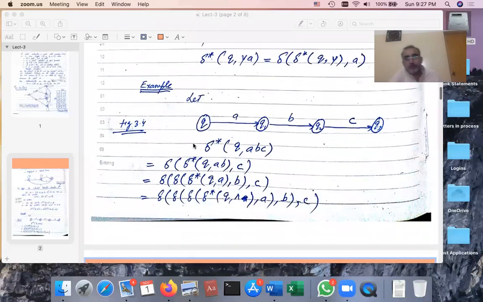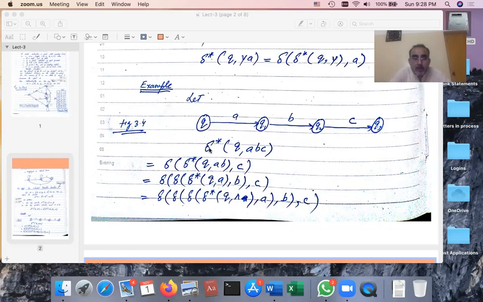So now, this is an example to understand this extended transition function. Suppose this is our initial state Q, and the arrow here is not always necessary. If it is not mentioned, then we know that this is the initial condition. So at Q, when we take A, we will reach Q1, and B, Q2, and then taking C, we reach Q3.